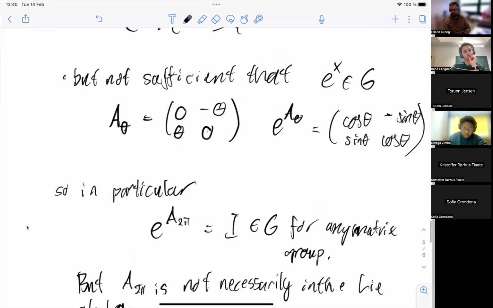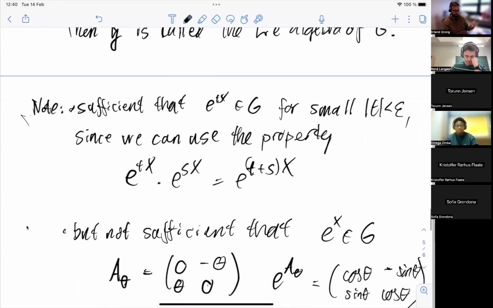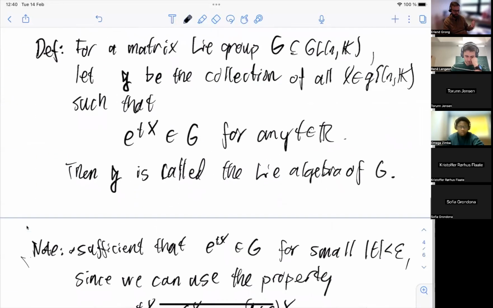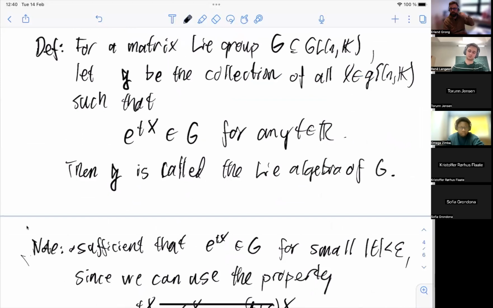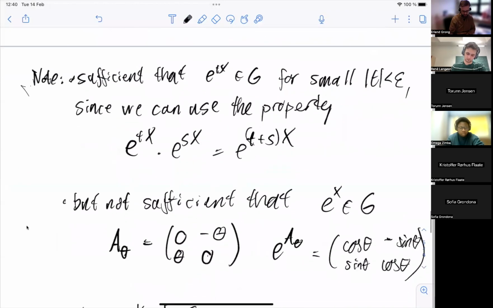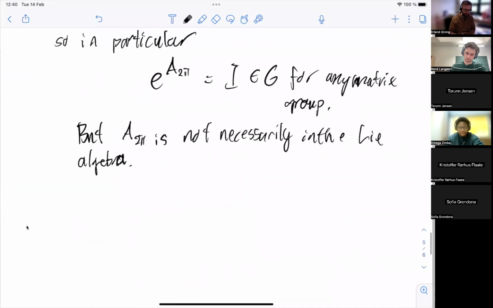So the next thing we need to do in order for this to make sense as our Lie algebra definition is that we need to show that it's an actual Lie algebra, right? So here I just took a collection of things where the exponential map goes into. I didn't say that it's a vector space. I didn't say that there's a bracket. I didn't say anything, right?